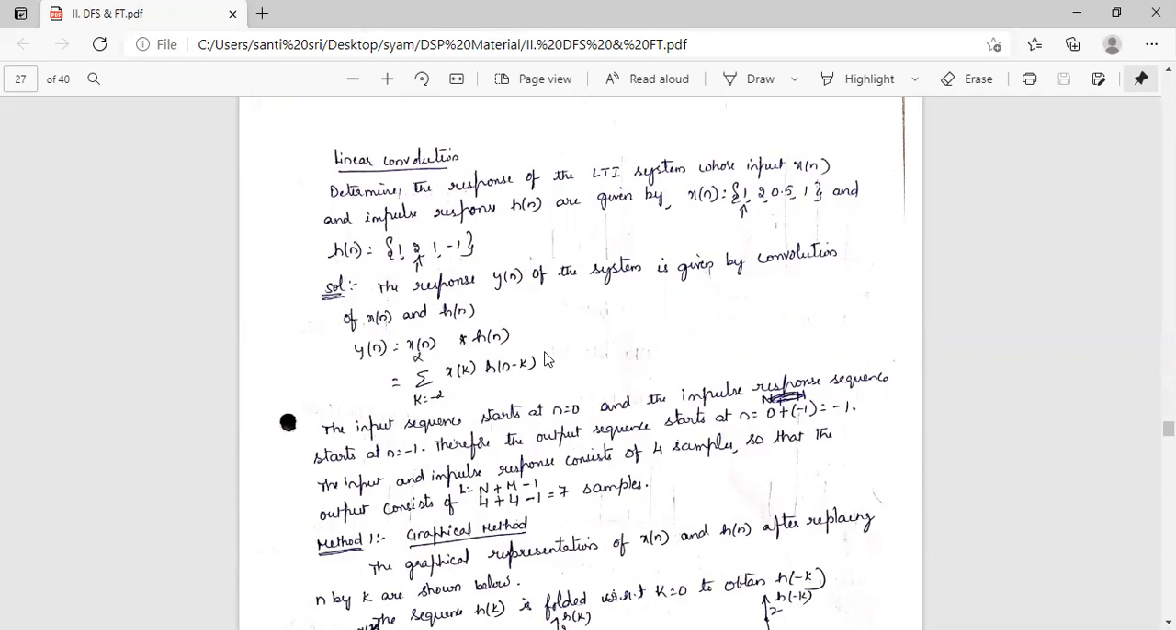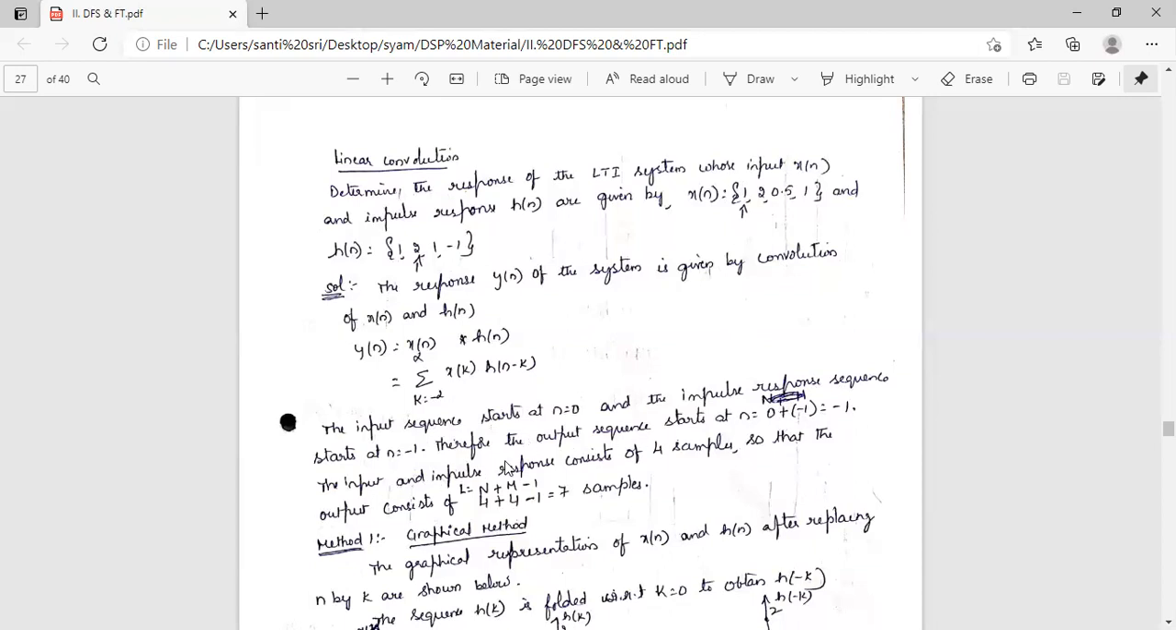The input sequence starts at n equal to 0 and the impulse response sequence starts at n equal to minus 1, right? This is h of minus 1, this is x of 0. Therefore, the output sequence starts at n equal to 0 plus minus 1, that is minus 1. So the output sequence y of n will start from minus 1.